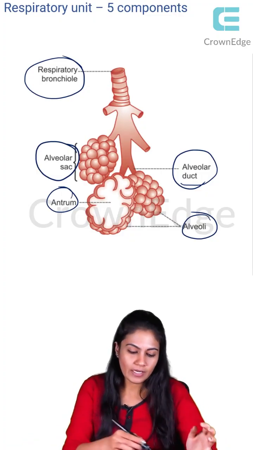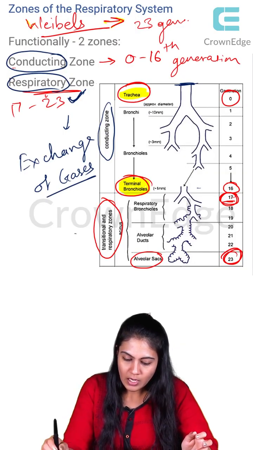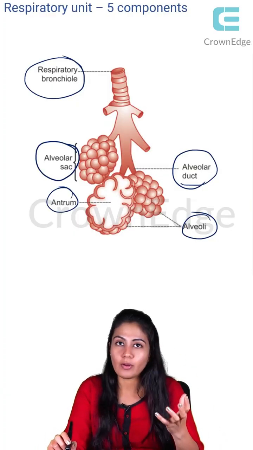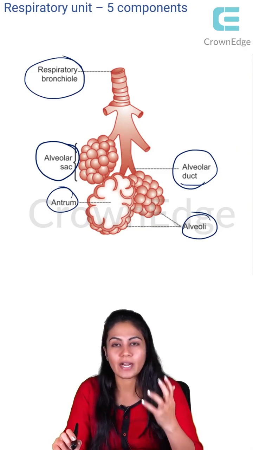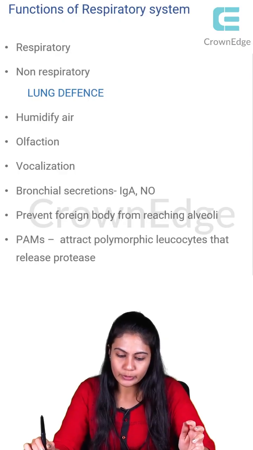So there are 5 components over here. You can see the respiratory bronchiole, then it will go to the alveolar ducts. The alveolar duct will continue into the alveolar sac, and the alveolar sac has many alveoli. In alveoli we have the antrum. So these are the components of the respiratory unit.